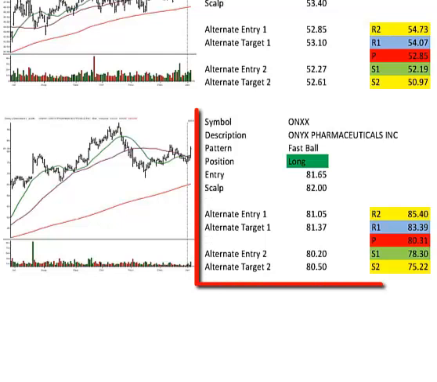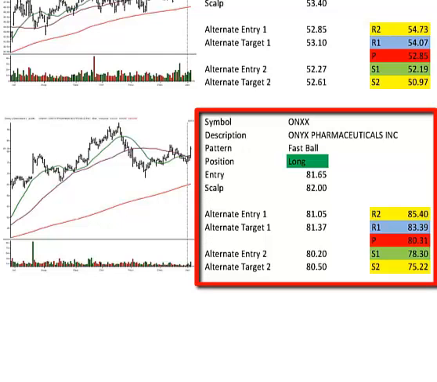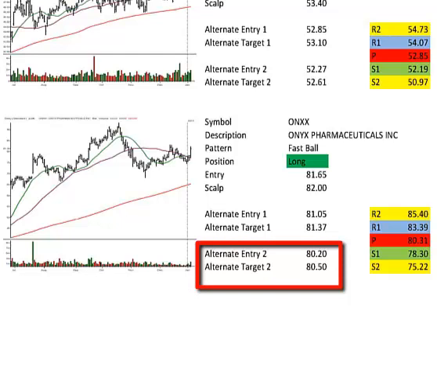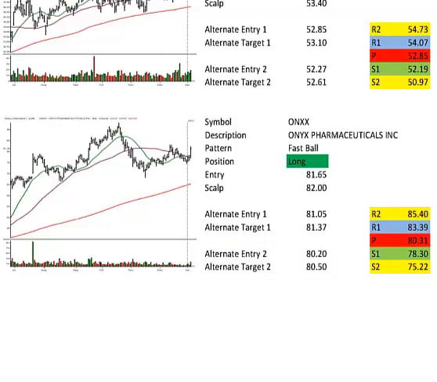This was a fastball setup, the primary entry 81.65 with a scalp target at 82. Alt 1 was 81.05 with an 81.37 target, and Alt 2 was an 80.20 entry with an 80.50 target. It's really not that hard. It doesn't really matter that these have a higher dollar value.